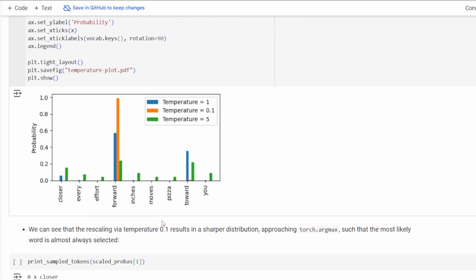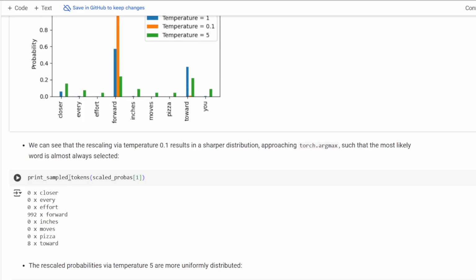So what we can see is, sometimes now when we print sample tokens with our scaled probabilities, for when we have 0.1, you see all of the predictions are pretty much going towards forward, and then some are going toward, because when the temperature is 0.1, we have reduced variability. It becomes deterministic.